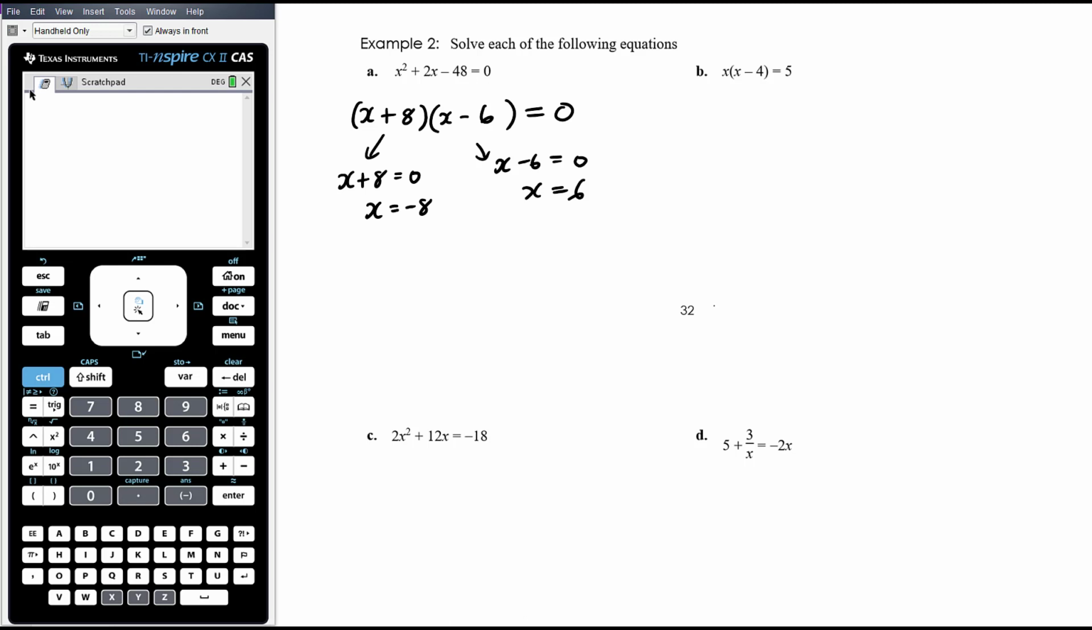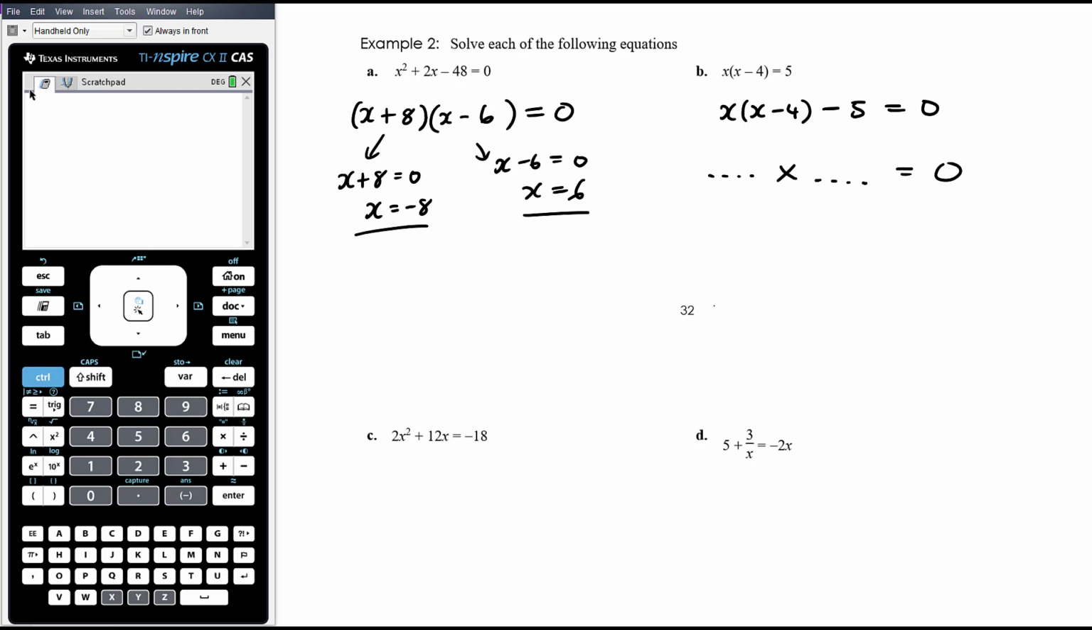Okay, part B. So we've got our two solutions here. We're done. Part B, we want to first of all make sure we've got one side equal to 0. So let's write this as x times (x minus 4) minus 5 equals 0. And then we want to factorize the other side. Now these bits are factorized, but the whole left-hand side isn't factorized. It needs to be something times something equals 0, so that we can use the null factor law. And this is something times something minus 5 equals 0.